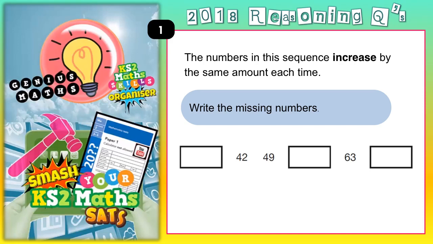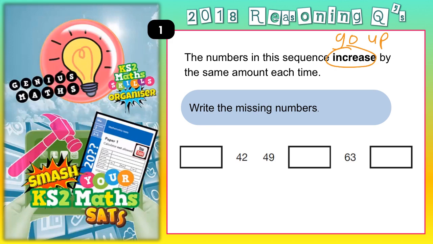The numbers in this sequence increase by the same amount each time. Now remember, increase means go up. So they're going up by the same amount each time. And all we've got to do is find the missing numbers. Well, what we're going to do is look at the gaps we've got so far.